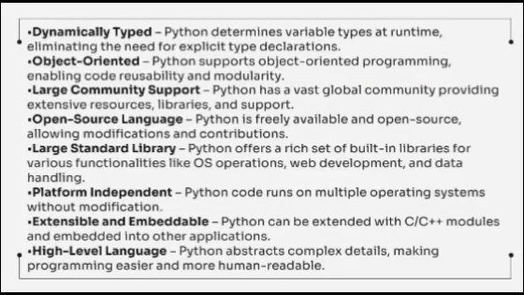Next slide. Dynamically typed. Dynamically typed means Python determines variable types at runtime, eliminating the need for explicit type declarations. How many variables there are and what types they are, all of it is determined at runtime, when we run the program. Type declarations are eliminated here. That is the dynamically typed feature of Python.